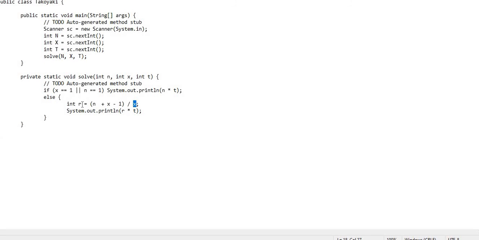Once I calculate the groupings, I just have to multiply it with t, which is constant for any number of groups. So if it forms 3 groups, for each group the time will be the same. If the time is 6 minutes for group 1, then for group 2 it will be 6, and for group 3 it will be 6. So 3 multiplied by 6 becomes 18. That is the calculation over here.